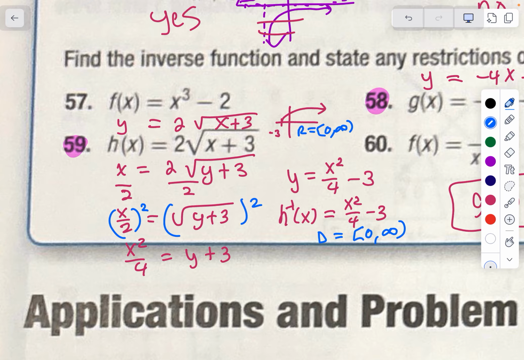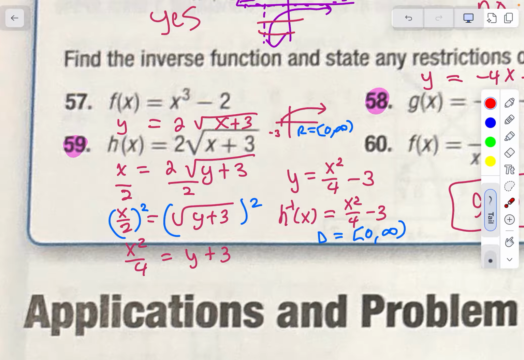Now, normally a square has a domain of all real numbers, but think about what we know about that graph. That's a parabola. Does it pass the horizontal line test? Nope. But if we chop it in half, it does. So what this does is it only uses one arm of the parabola. It chops it in half.